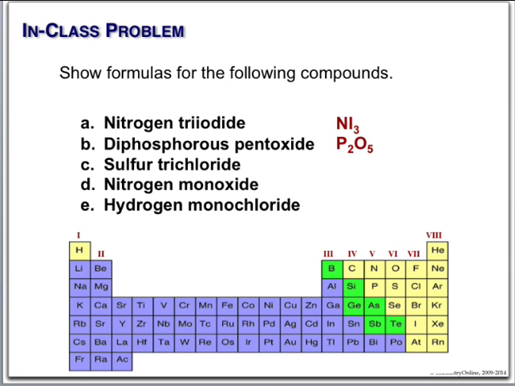1 sulfur, 3 chlorines. One nitrogen, 1 oxygen. 1 hydrogen, 1 chlorine. Later we'll realize that this is hydrochloric acid.